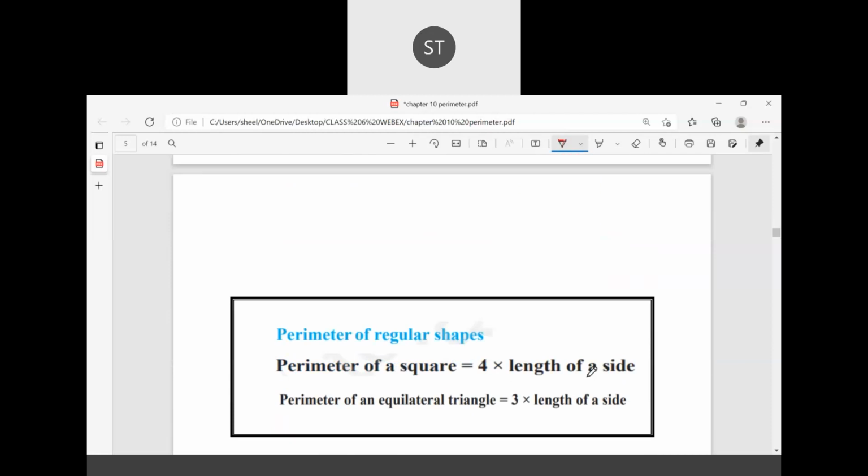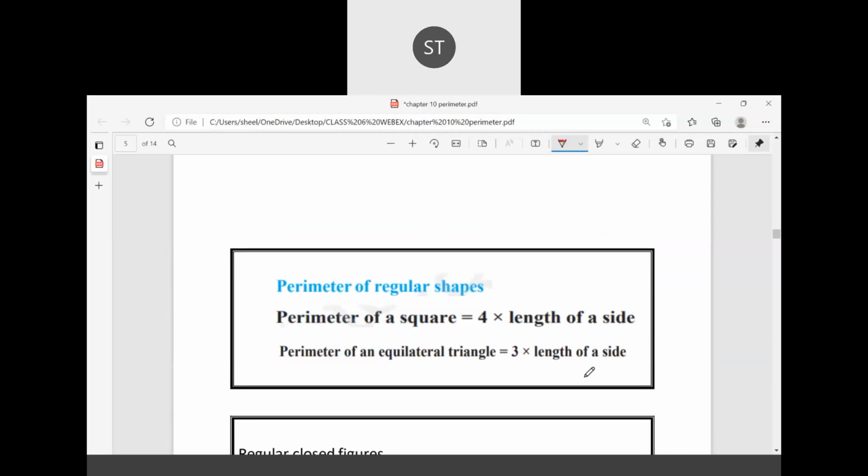Now perimeter of the regular shapes. If it is a square, you know that the angles are equal, sides are equal. So the regular closed figure only. It is a perimeter we have to calculate, means 4 into length of side. Similarly, equilateral triangle, 3 into length of a side. So we already know that a square means all the 4 sides are equal. So if it is 5 means it is also 5, it is also 5.